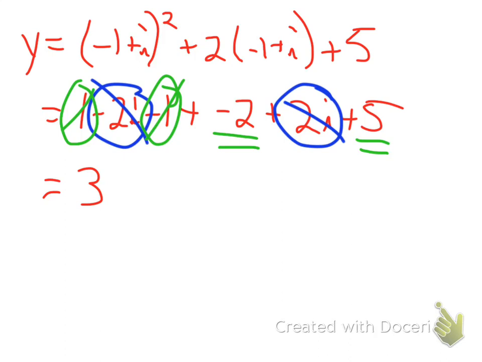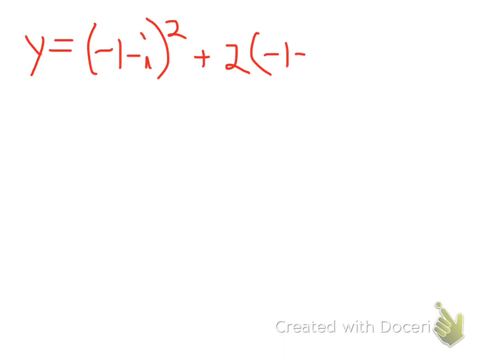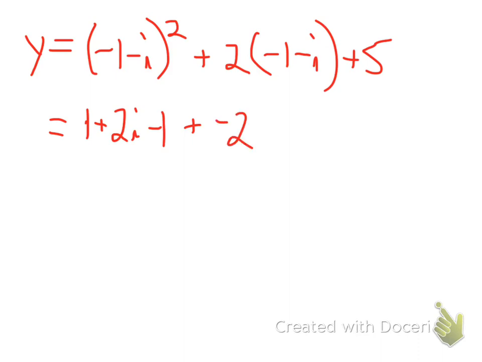Substituting my other value for x in, so y equals negative 1 minus i squared plus 2 times negative 1 minus i plus 5. So this is the other value of x that I solved for. Again, using a generic rectangle and simplifying. 1 plus 2i minus 1. Distributing the 2, I get a negative 2 minus 2i, and then plus 5.